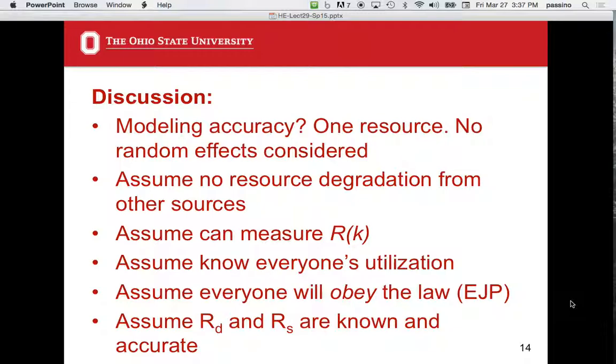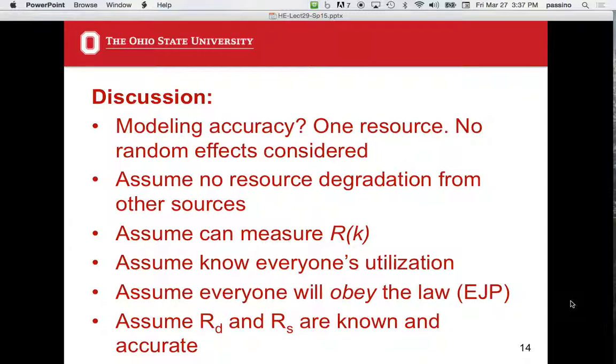I'm assuming I know everyone's utilization. And why in the world would somebody share their utilization with me? I mean, it's a nice idea, but why would they do that? Because if they're utilizing too much, they want to keep it secret. Just like in the wealth distribution policy: if I have a lot of money and I have to give half my wealth to the poor guy, for instance, I just lie and say I have less wealth, and I have to give less away. So there's problems with cheating.